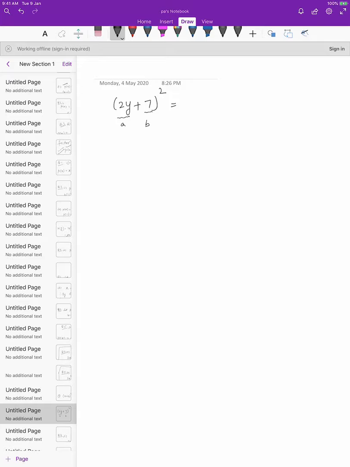Pattern says a square. A square means the square of the first term available. In this case, the first term is 2y. So it is square of the first term, that is 2y whole square, plus we write 2 into the first term, that is 2y, into the second term, which is 7, plus b square, that is 7 square. So I will get here 2y whole square means the square is on both the numbers, that means 4y square plus 2 into 2, 4, 4 7s are 28, y plus 7 square, which gives me 49.